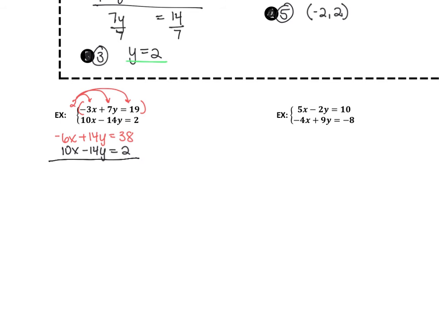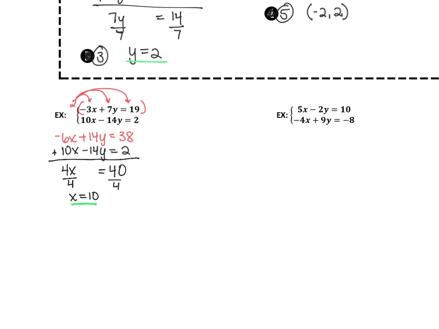So now what I'm going to do is add the two equations together. This gives me positive 4x, the y's eliminate, equals 40. So now I just divide both sides by 4, and I get x to be 10. And now what I can do with that x equals 10 is substitute this back into one of my equations.